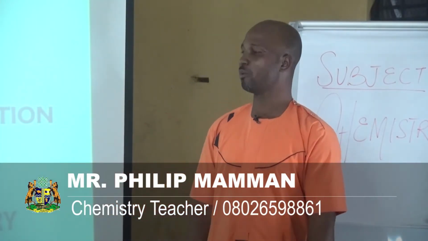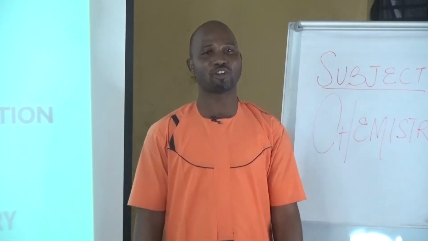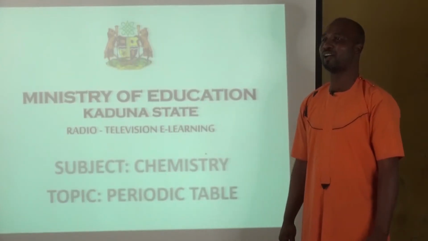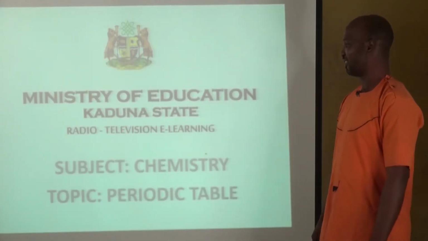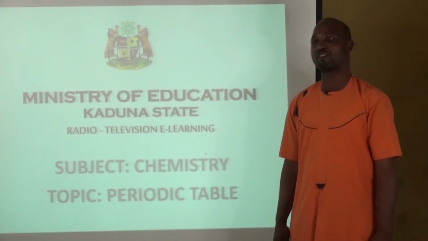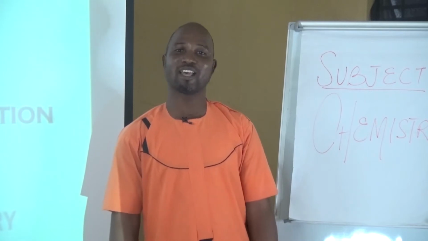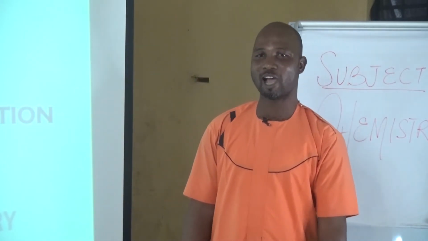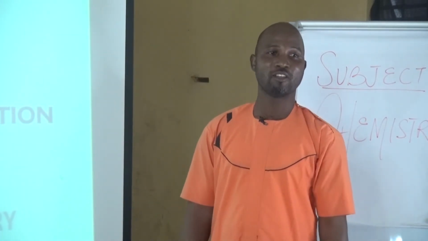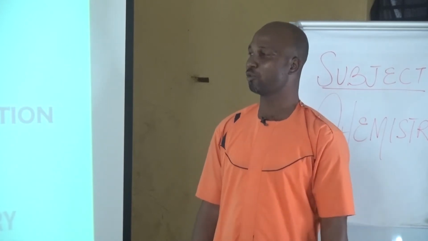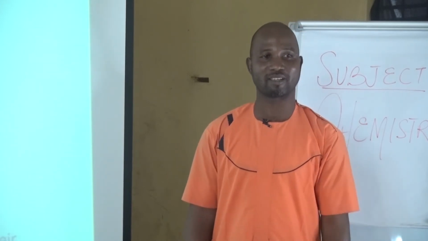I'll be taking you in the subject chemistry, and the topic of discussion today is periodic table and periodicity of elements. I'm sure in your SS1 you must have come across the first 20 elements, their atomic masses, as well as their atomic number. That will be the basis of our discussion today. Follow me as we get tips on how to pass your examination in the forthcoming exams.